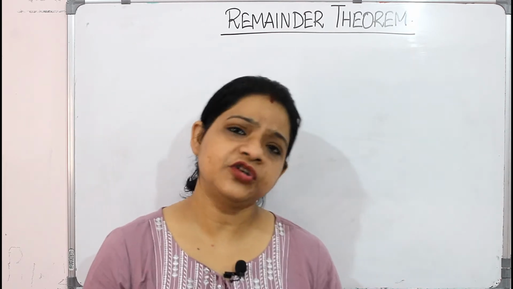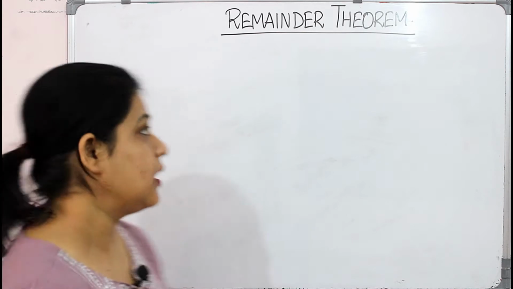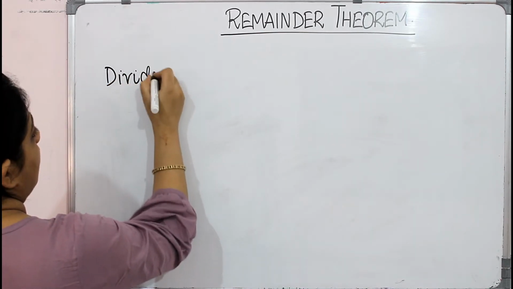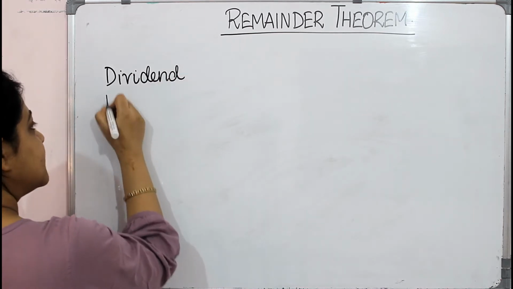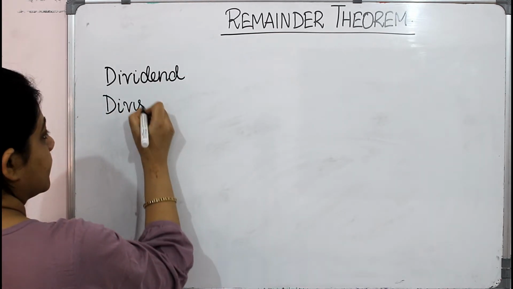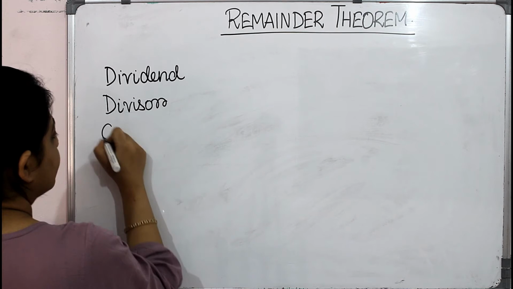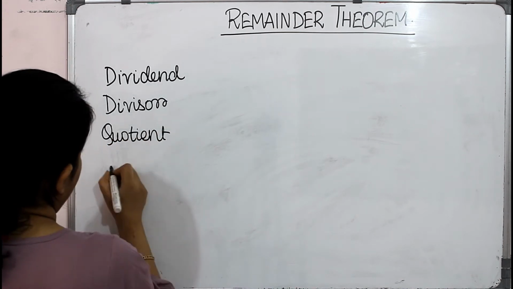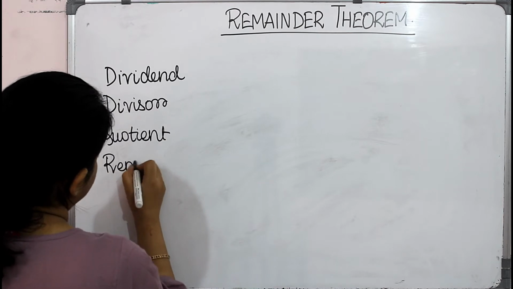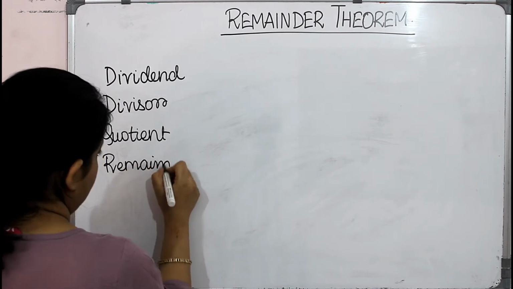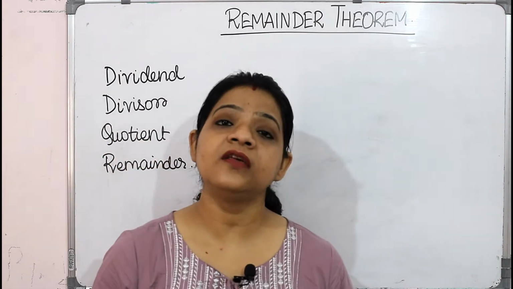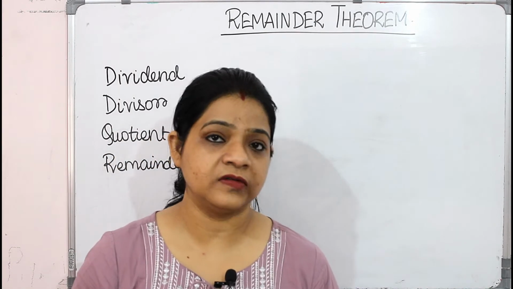Okay, so division has four parts. One is the dividend, then comes the divisor, then comes the quotient, and then comes the remainder. Last of all, the remainder. Now, what is a remainder? That is what we are going to see.